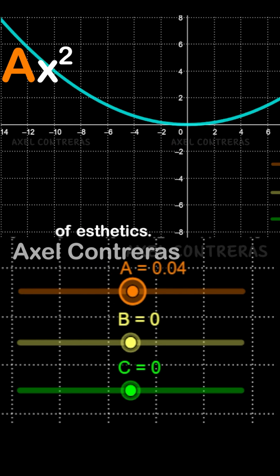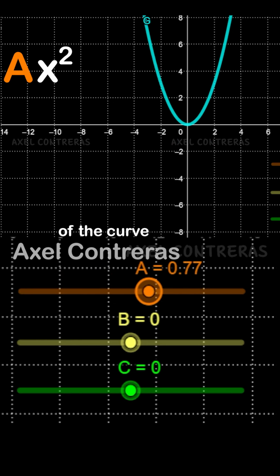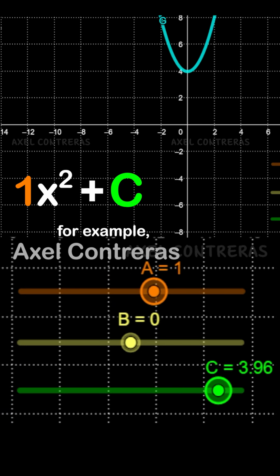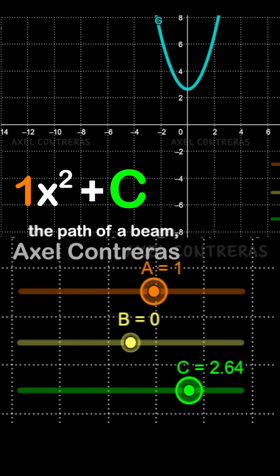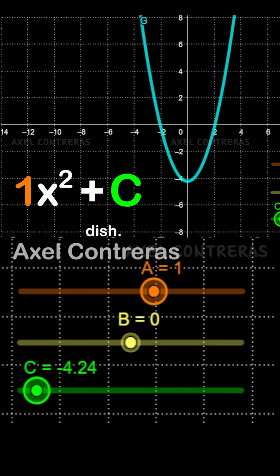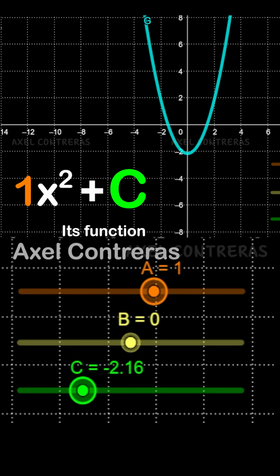This isn't just a matter of aesthetics. The direction and shape of the curve can determine whether an object lands safely or misses its target. In engineering, for example, a precise parabola can guide the path of a beam, the reflection of sound, or even how a signal bounces in a satellite dish. That curve is more than math, it's function in motion.